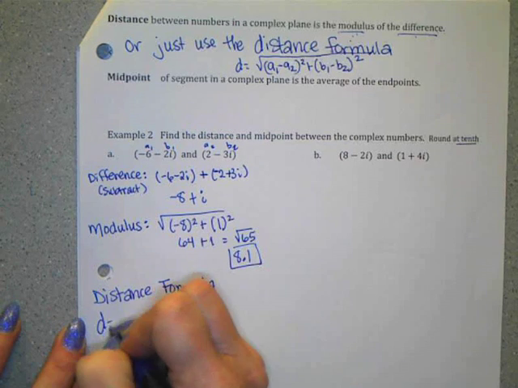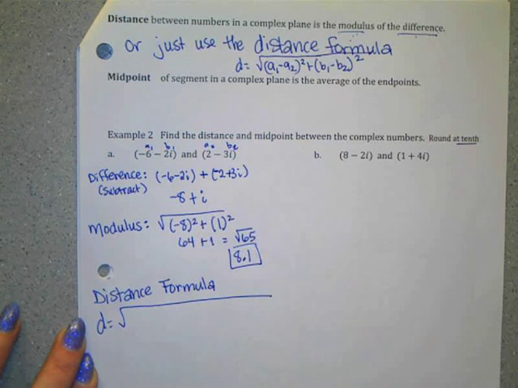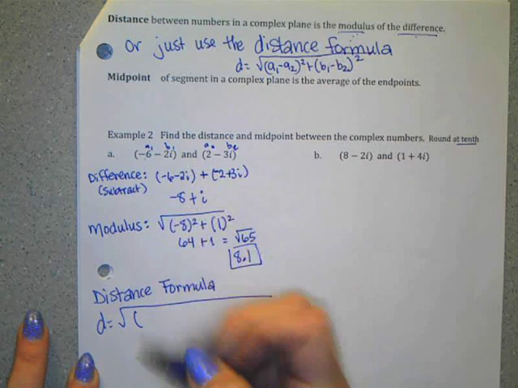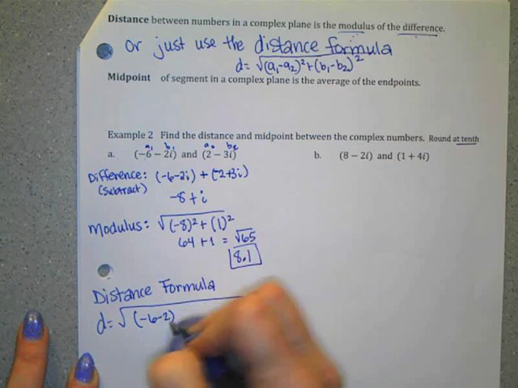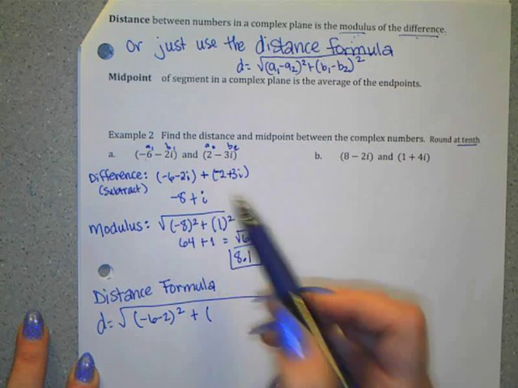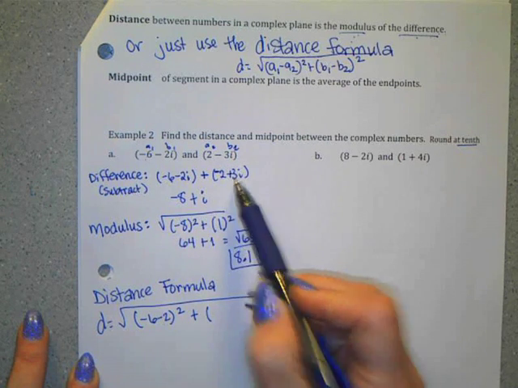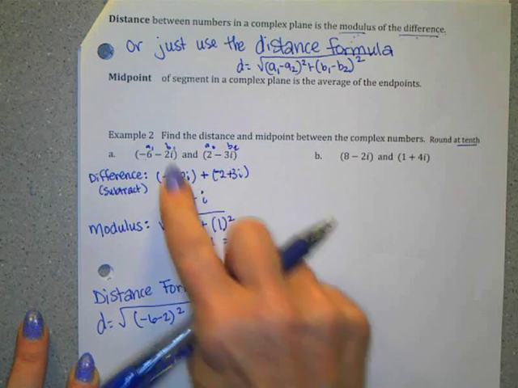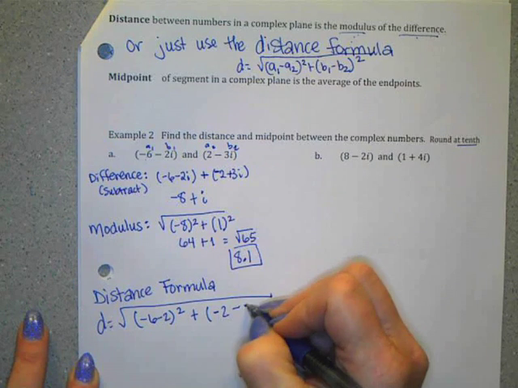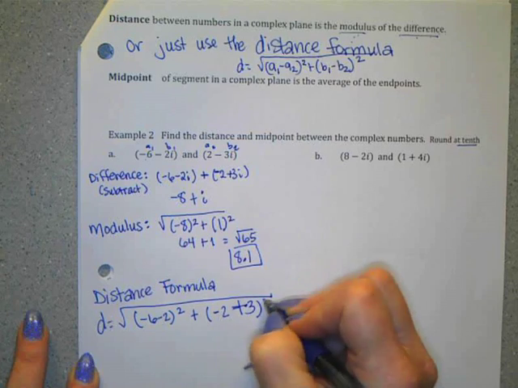We would have d equals big long square root. We would take our real pieces and subtract them, so negative 6 minus 2, and they would square it. Plus then we would take our y's, or our b pieces, and subtract them. So negative 2 minus a negative 3, so that makes plus 3 squared.